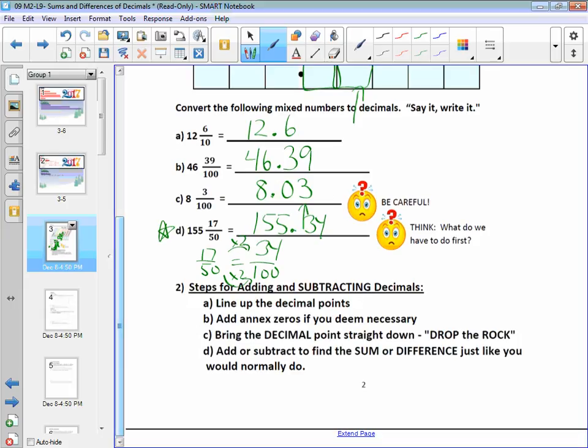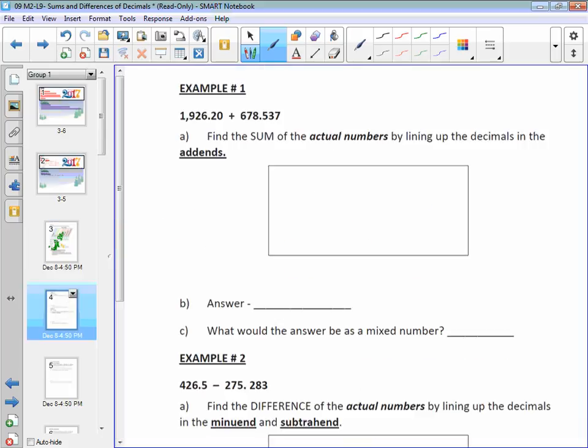Okay, when we add and subtract decimals, do you line up numbers or do you line up decimals? When we add and subtract decimals, do we have to line up the numbers or do we have to line up the decimals? Jenna. Correct. So let's do it. Find the sum means to do what operation? Add. I can add them in any order.